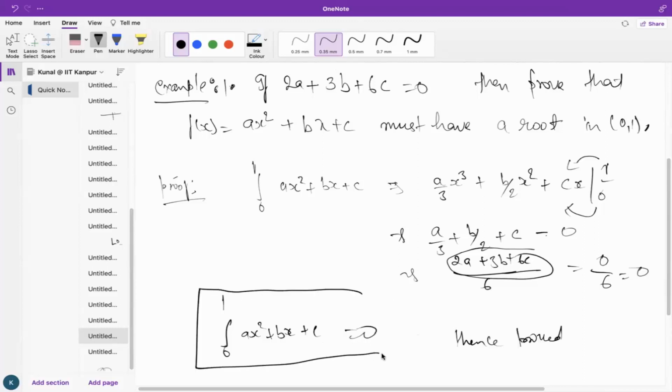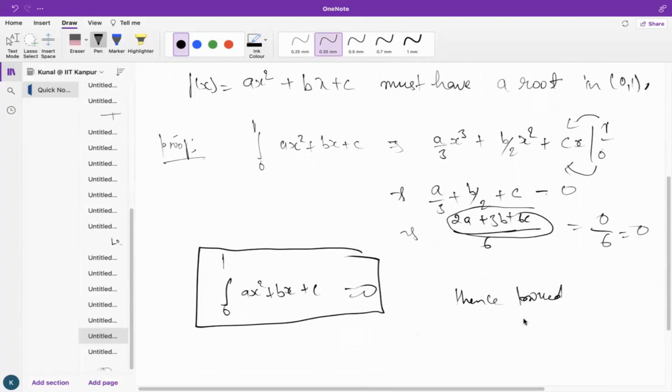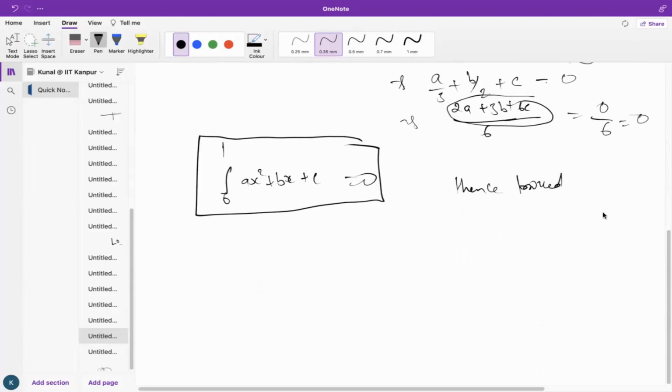We have shown that the area between 0 and 1 is 0. That means there must lie a root. There must lie a value of x for which the function would be 0, right? So it is proven. So this is the way to prove it.